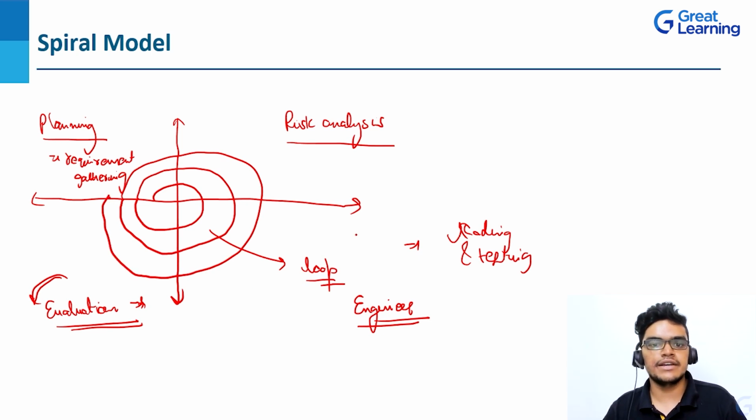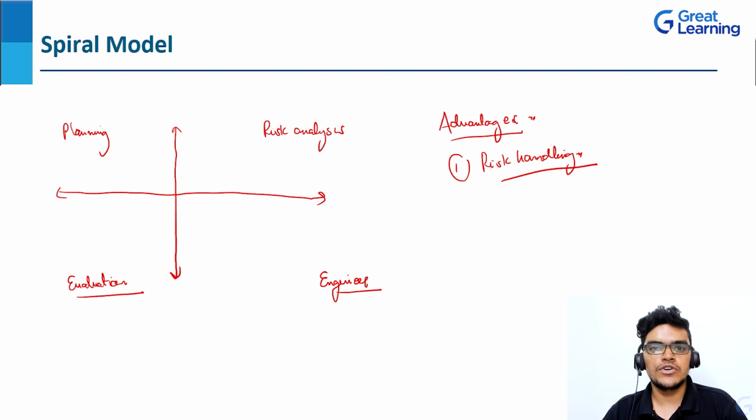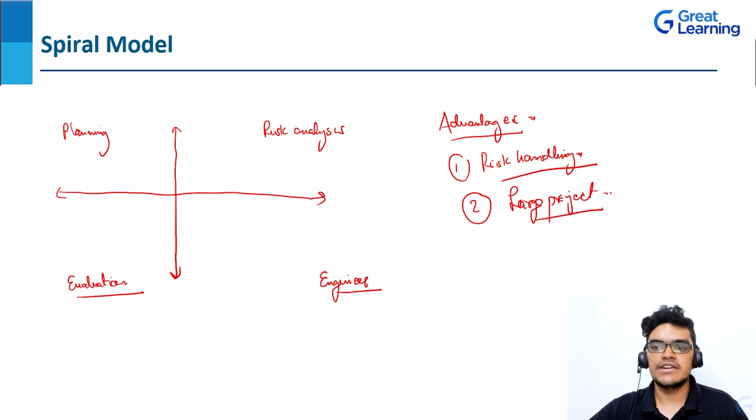So this is the basic idea. Now let's see the advantages of the spiral model. The first advantage of the spiral model is risk handling. The spiral model is the best model to follow due to risk analysis and risk handling at every phase. Coming to the second point, it is used for large projects since risk can be identified and resolved. The third point is very simple, that is flexible.